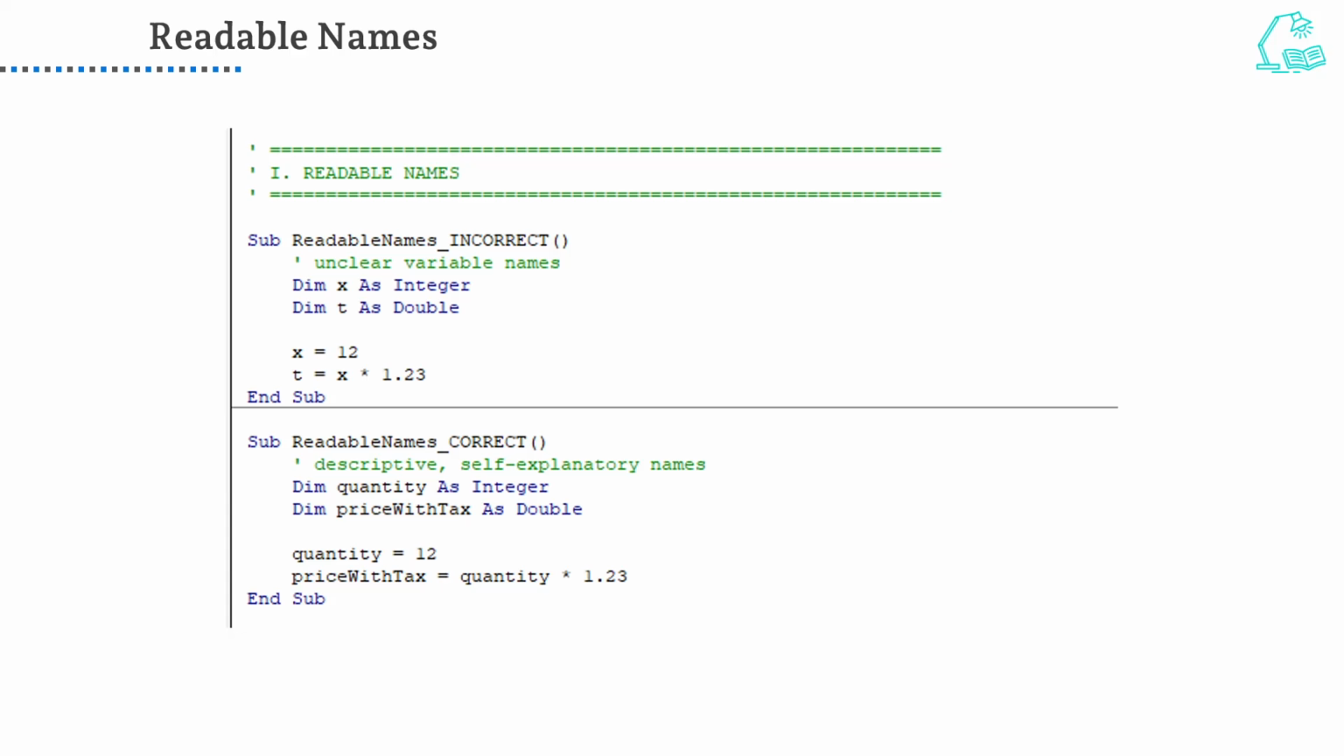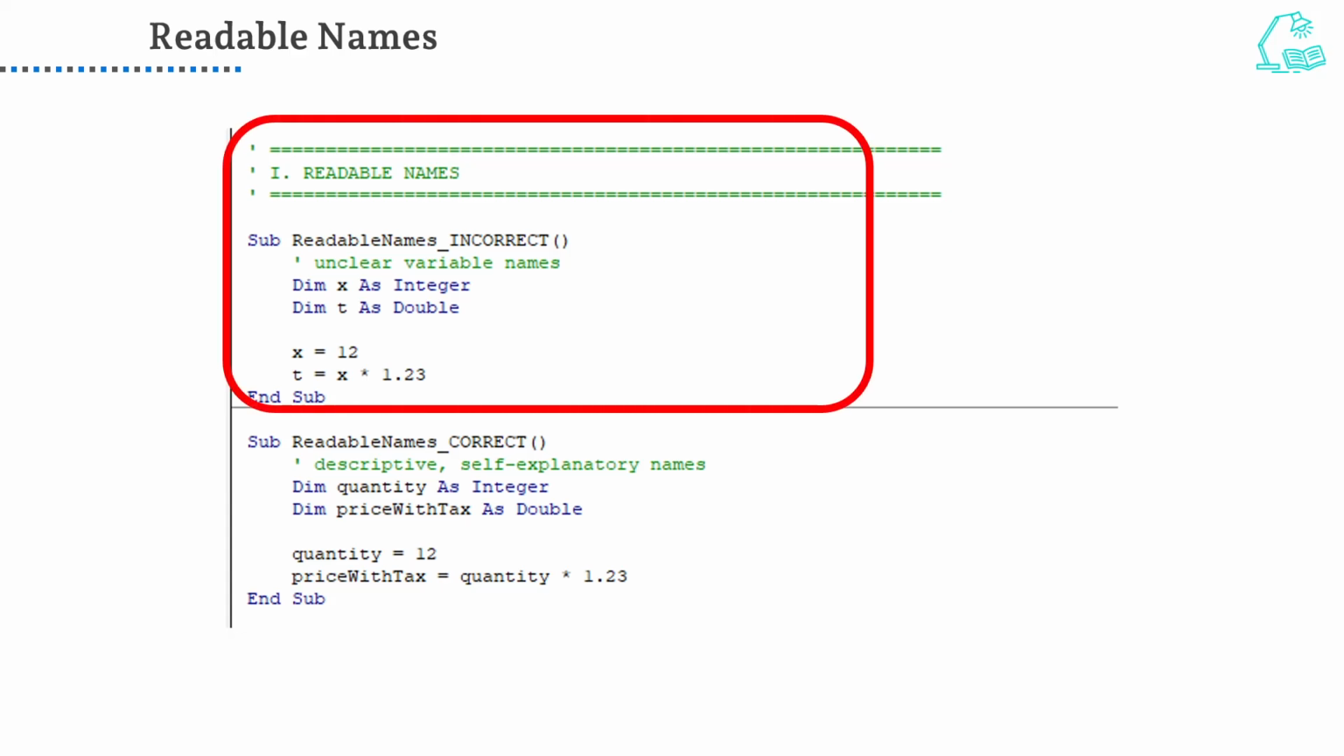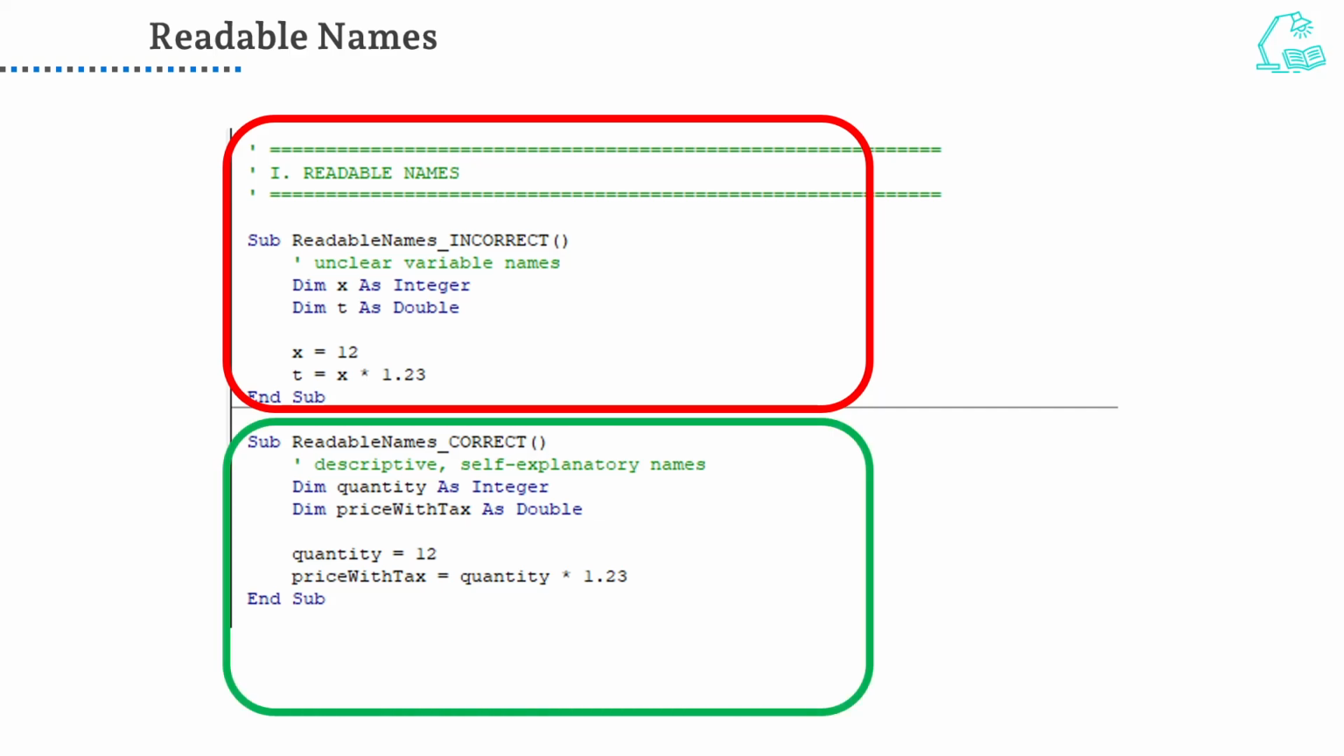correct examples prepared earlier. Readable names. In the incorrect example, variables x and t are used. These names do not tell us what the values represent, which makes the code unclear. In the correct version, we use names like quantity and price with tax, which immediately communicate meaning. This shows how a simple change in naming greatly improves readability.